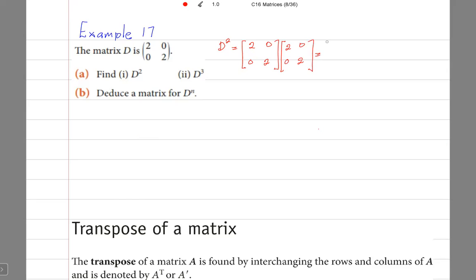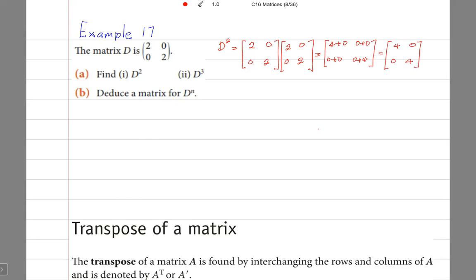Row by a column, top row left column, 2 times 2 is 4, 0 times 0 is 0. Top row right column, 2 times 0 is 0, 0 times 2 is 0. Bottom row left column, 0 times 2 is 0, 2 times 0 is 0. Bottom row right column, 0 times 0 is 0, 2 times 2 is 4. So D squared would be 4, 0, 0, 4.